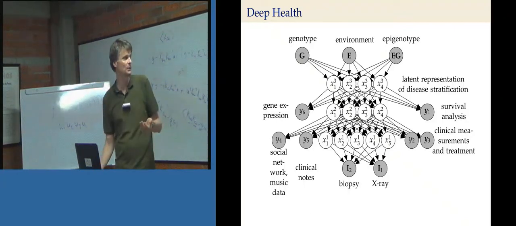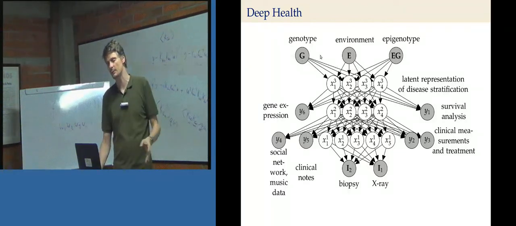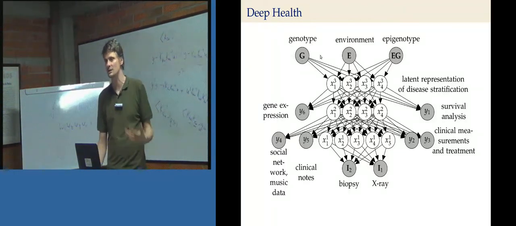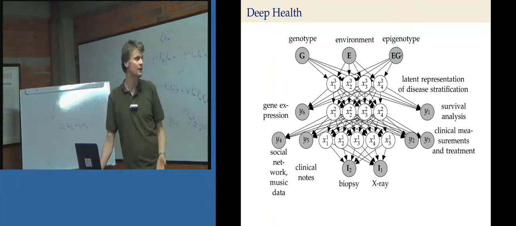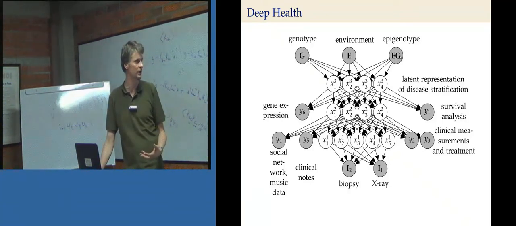We get clinical measurements, biopsies, x-rays, clinical notes. All those things are telling us something about the patient's state. We'd like to combine that with knowing about the patient's genotype. So what's their genetic background? What diseases are they predisposed to? Their epigenotype. So their epigenotype is some sort of environmentally affected genetic background. It's a combination of environment and genome.